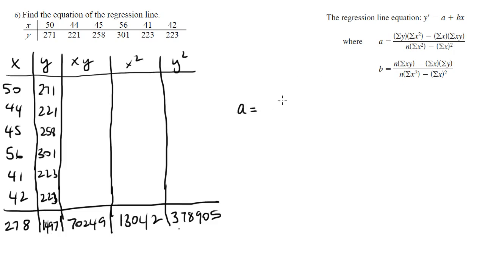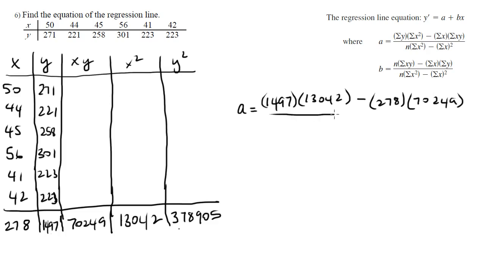So A, we can write the equation, right? A is the sum of the y's, which we have, 1497, times the sum of the x squareds, 13042, minus the sum of the x's, 278, times the sum of the xy's, which is 70249, over n, which is how many pairs? 1, 2, 3, 4, 5, 6, times the sum of the x squareds, 13042, minus the sum of the x's, 278, squared.